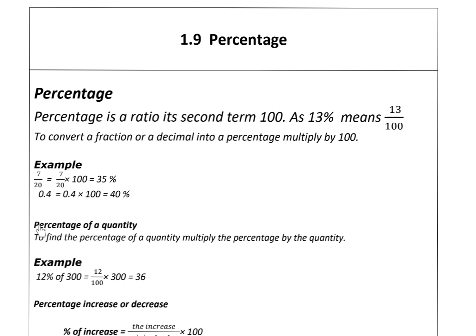Now, how to find the percentage of a quantity? For example, if I need 12% of 300, 12% means 12 over 100. Of means multiply, so multiply by 300. So 12% of 300 means 12 over 100 multiplied by 300. Then you can find the answer.